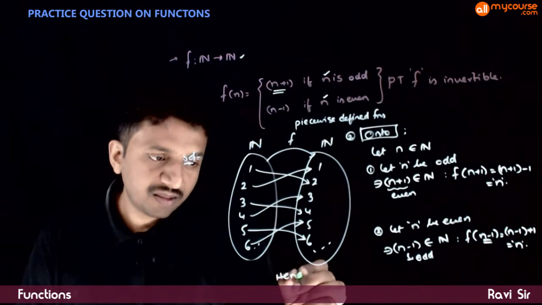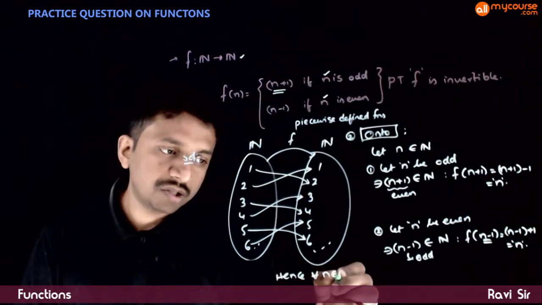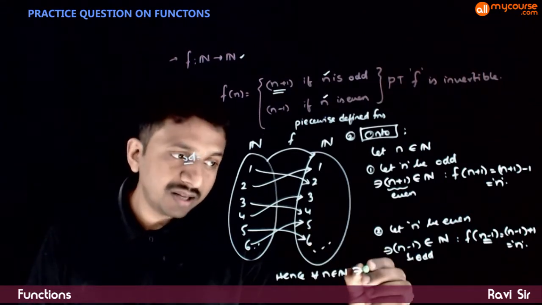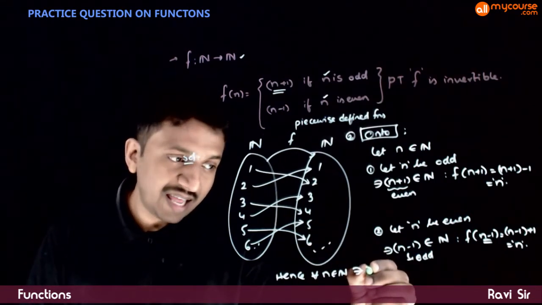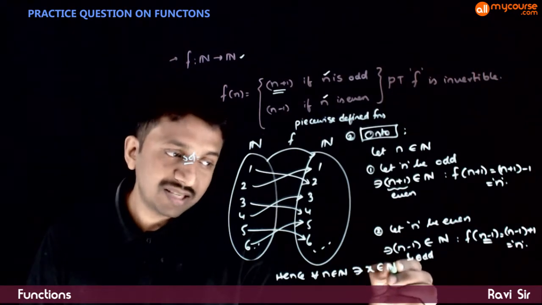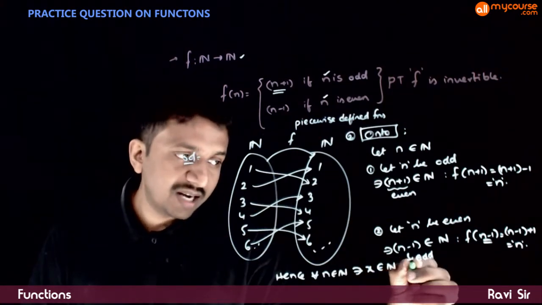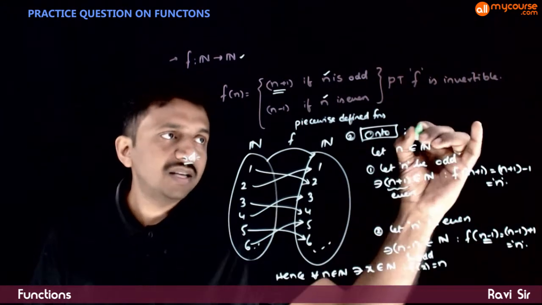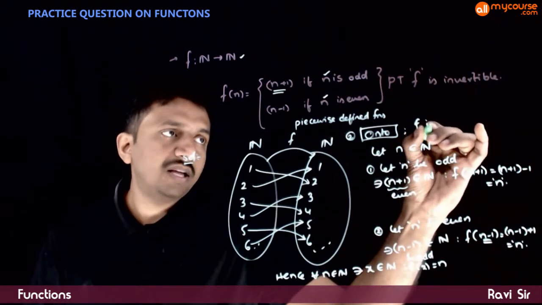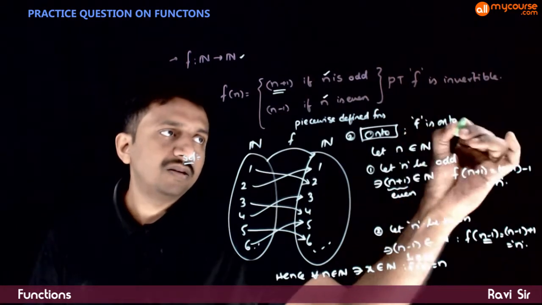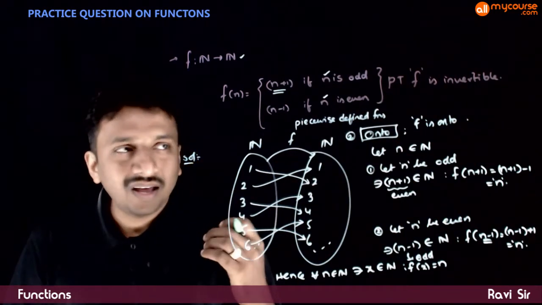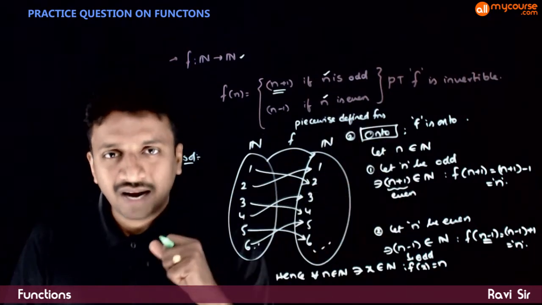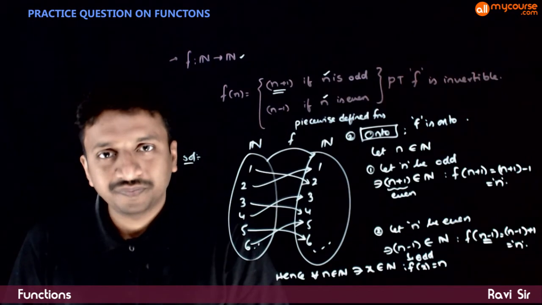Hence, for all n belonging to the natural numbers, there exists a corresponding x, which belongs to the set of natural numbers again, such that f of x is equal to n. Hence, the function f is onto. So if you are given an essay question for your board exams, you just need to write whatever is written here. Thank you.